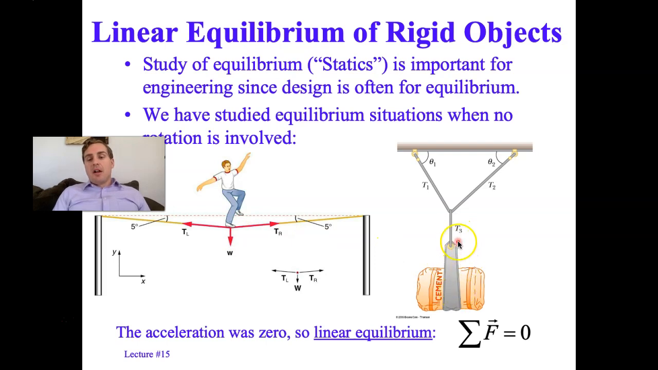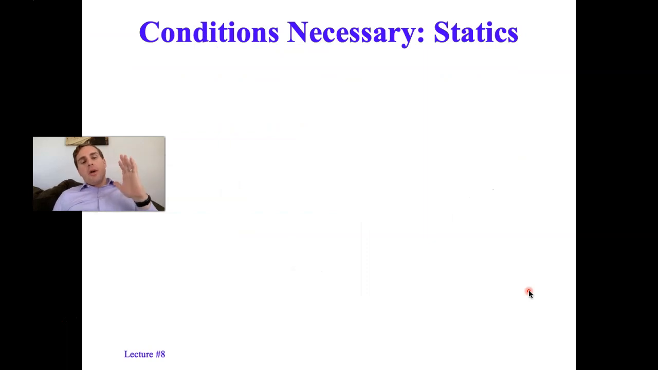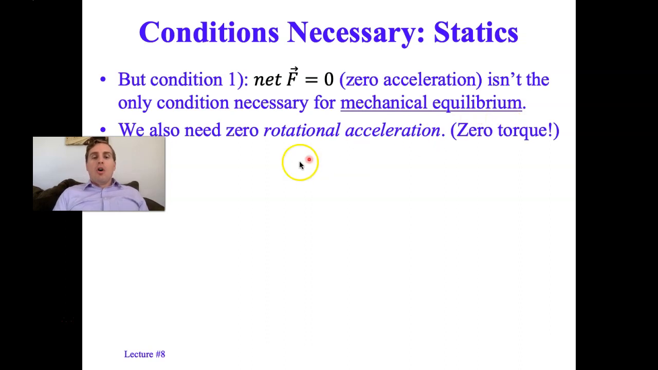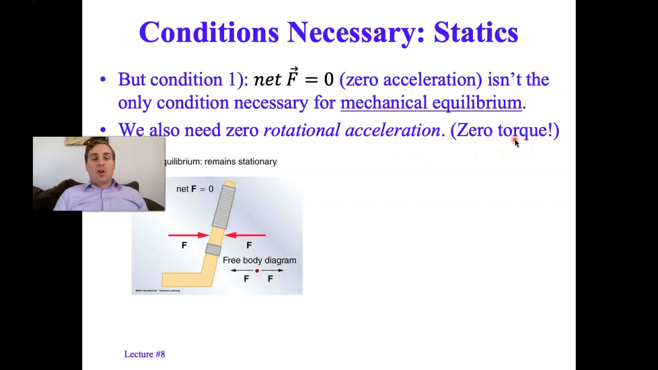Here's an example of a cement block which is hanging in equilibrium. There's various tension forces, there's angles, and then we added them together. We had linear equilibrium. So when the acceleration is zero, there's linear equilibrium. The sum of the force vectors is zero. But let's talk about a necessary condition for static equilibrium. So that's condition one, net force equal to zero, zero acceleration. But that is not the only necessary condition for total mechanical equilibrium. We also need zero rotational acceleration, that is to say, zero torque.